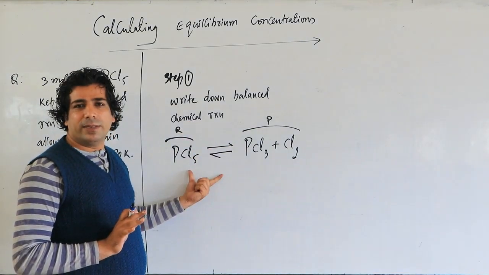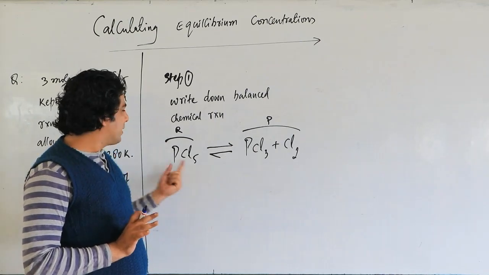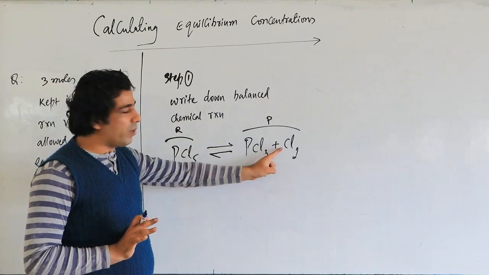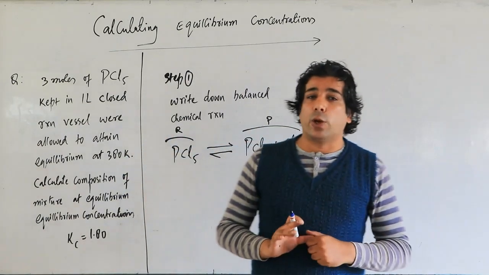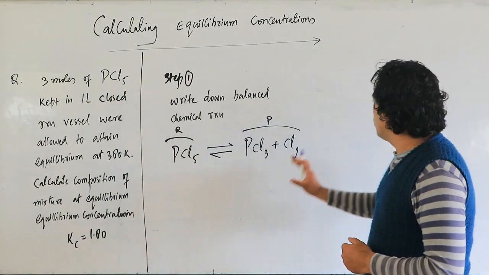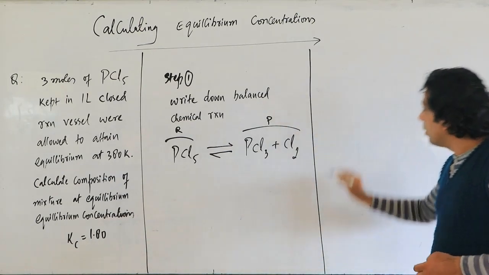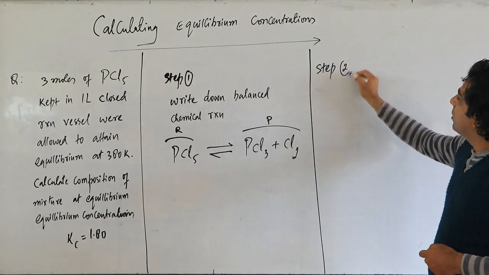You should always remember the stoichiometric coefficients. What is the stoichiometric coefficient for this? 1. And here? 1. And here? 1. These are the stoichiometric coefficients for this particular chemical equation. So let us move on to step number 2 now.